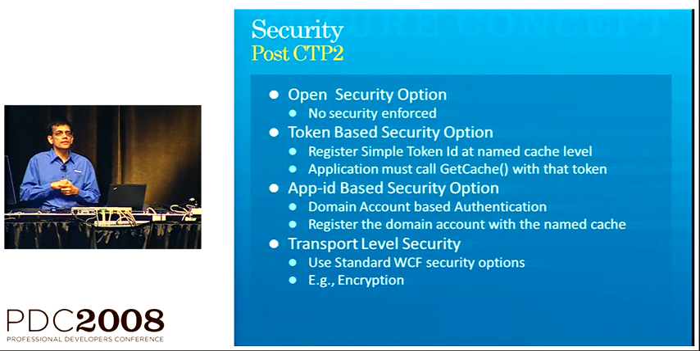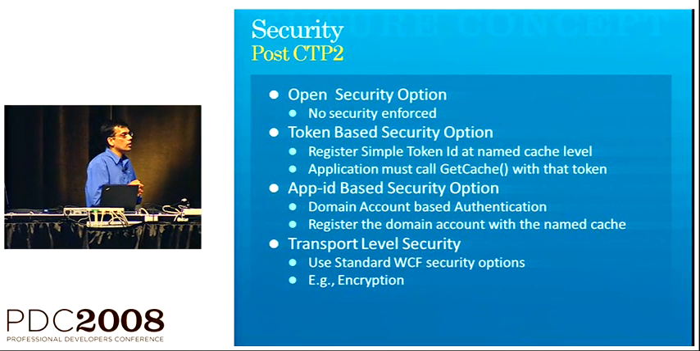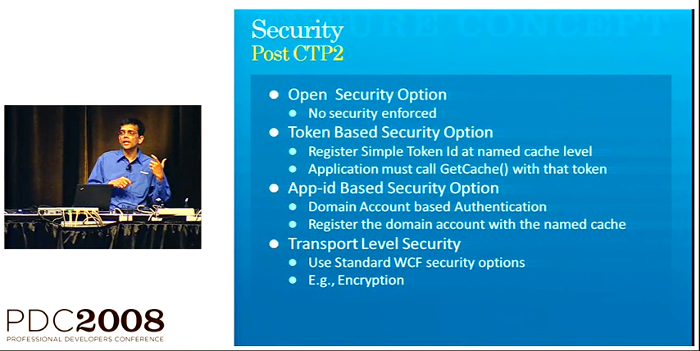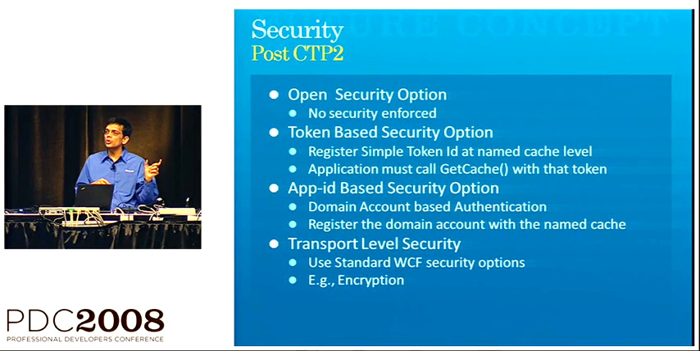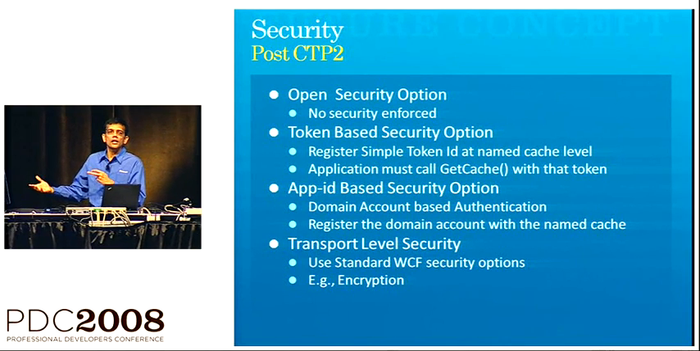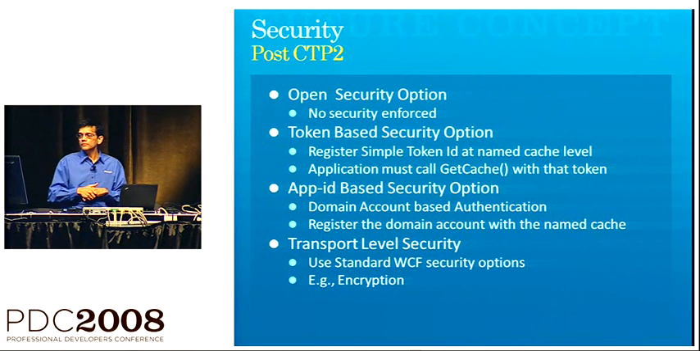The other option we're working on is a token-based security model, where, when you have the name cache, you can supply a token to it. So when you do this get cache connection, you then have to give that same token. This will just help make sure your apps don't accidentally go talk to the wrong name cache.